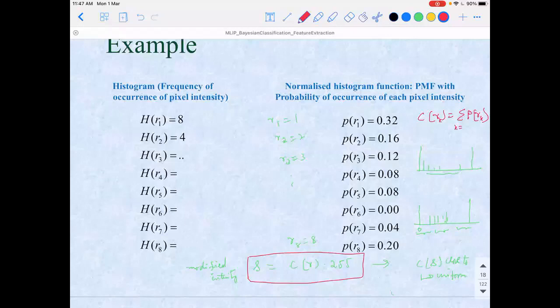Say C of R, let me write: R_L is equal to the summation over k equal to 0 to L. Is this clear or not? So this is the cumulative distribution function of the histogram of the original image. P of R is the density PDF.